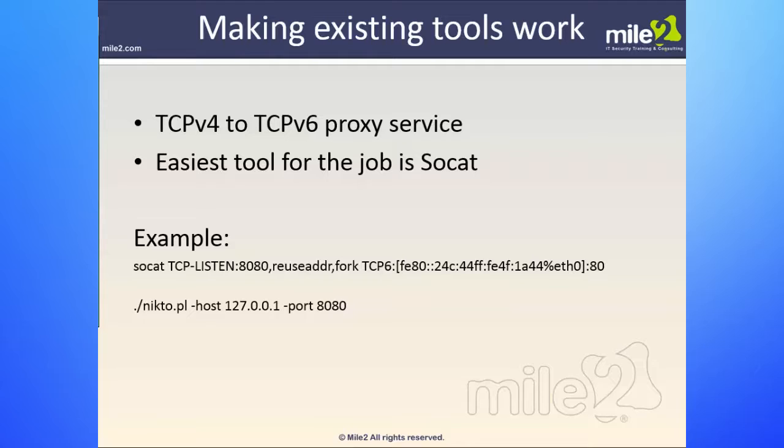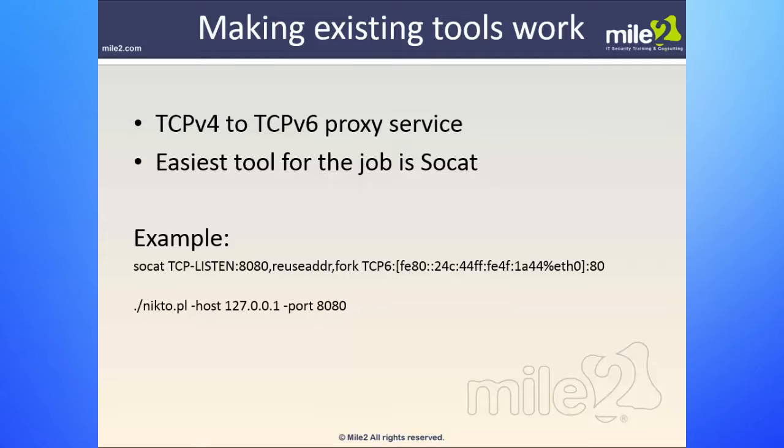It basically does a relay from the local port 8080 to the remote port 80 for a link-local IPv6 address. And then we use the command, like you see here, with our socat TCP-LISTEN:8080, fork, TCP6:blah, blah, blah, and then pop it in with our Nikto2.